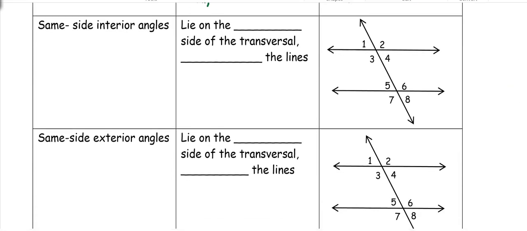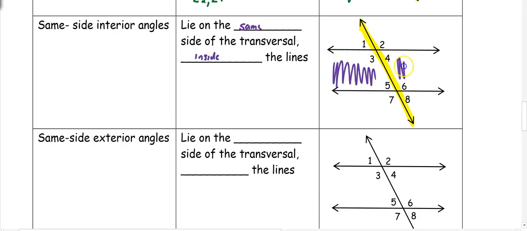Another type of angle is same side interior using our transversal. With same side interior, that means they're going to lie on the same side of the transversal inside the lines. So they're inside between these lines, and they're on the same side of that transversal that's highlighted in yellow. So an example would be 3 and 5, or 4 and 6.